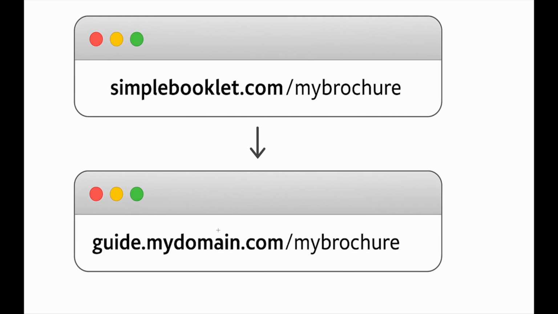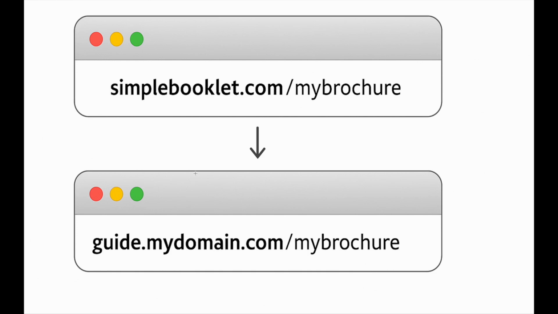So now we're going to fill out each field. First is the host name. This is the subdomain name you want to use. So if you wanted guide.mydomain.com, you would type guide. Not the full domain, just that first part.